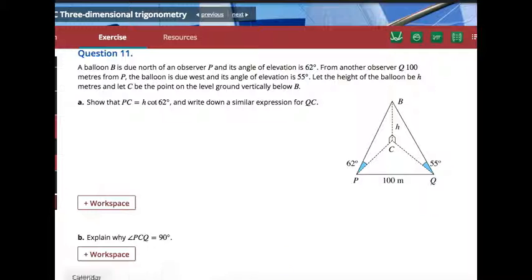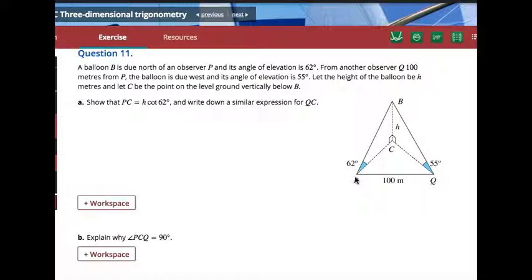I'm going to visualize it here in the room now. First, I'm going to draw it flat on a piece of paper in a minute, and I'm going to draw it oblique, which is on an angle for north. So they don't draw north flat, straight up. They draw north on an angle because they're saying that, so a balloon, the balloon is up in the air, but the balloon is directly above point C, okay? So a balloon B is due north of an observer P.